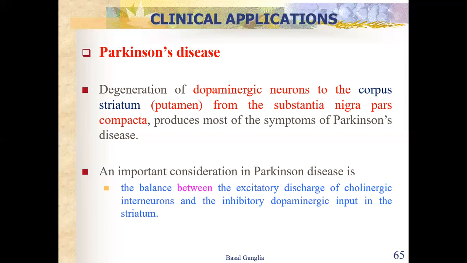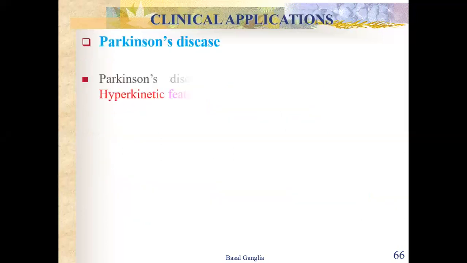So what you have to consider as another important aspect in Parkinson's is that there is also a balance between the excitatory discharge of the cholinergic interneurons and the inhibitory dopaminergic input to the striatum. Now the inhibitory dopaminergic input to the striatum is cut off from the substantia nigra pars compacta, leaving only the excitatory discharge of the cholinergic interneurons. So that will bring about abnormal movement and will also contribute to the state of Parkinson's disease.